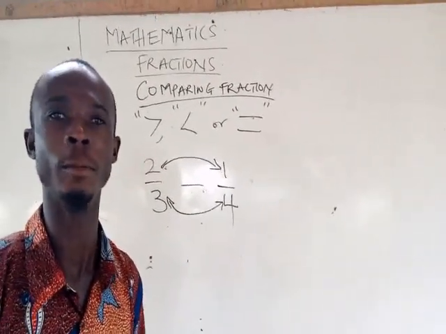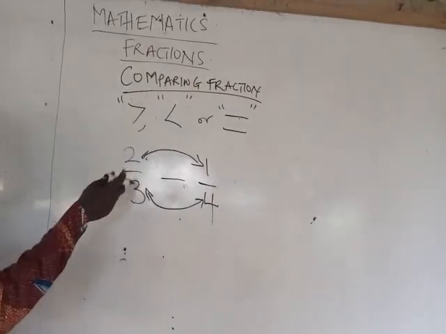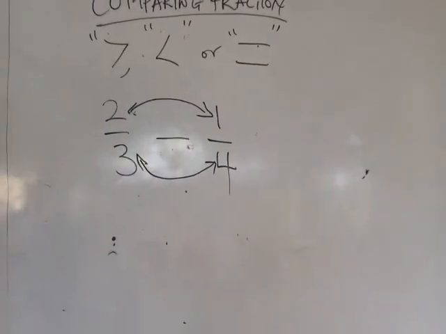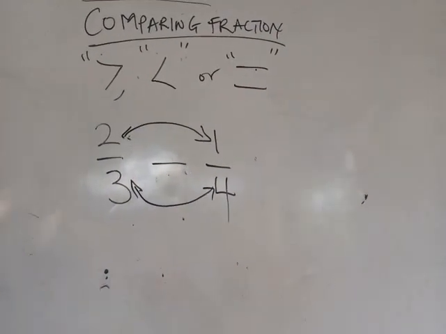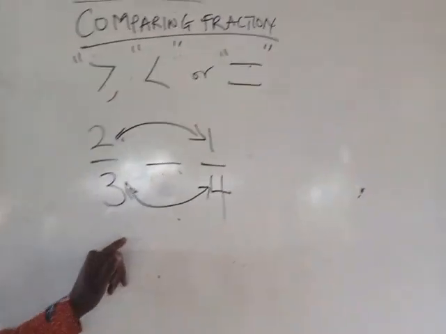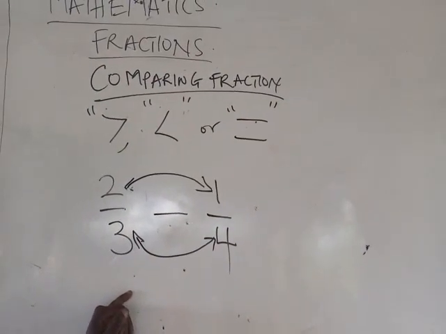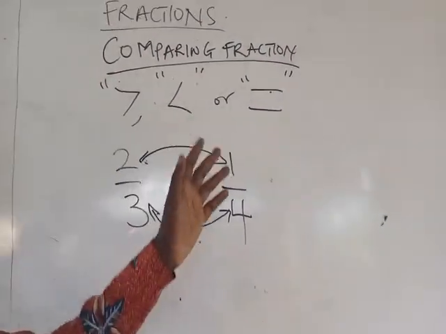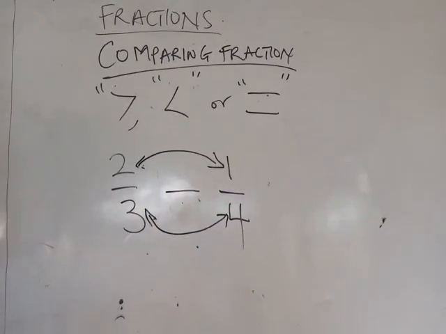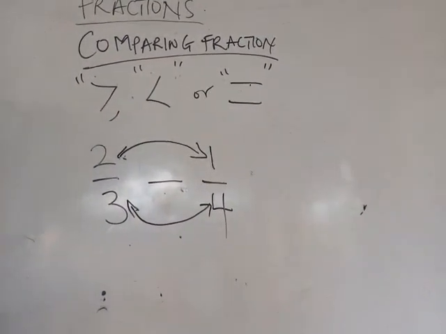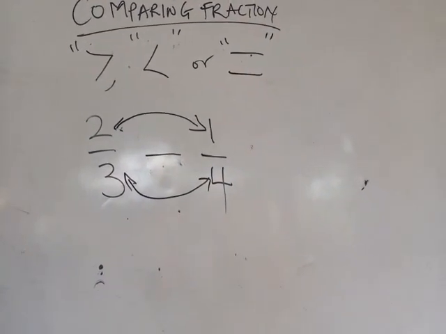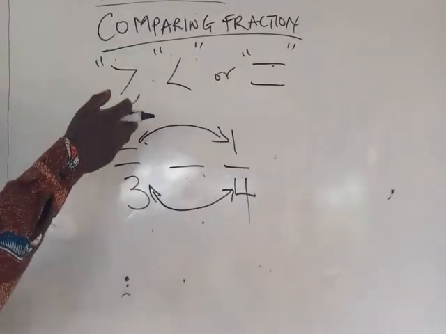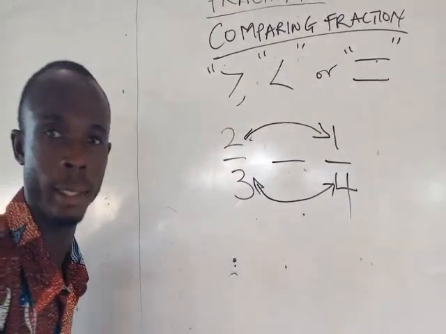Now let us continue. At times they will give you different numerators and different denominators, and when you are given a question like that, you always change the denominators to the same denominators. I repeat, when you are given different numerators and different denominators, you change the denominators to the same denominators. But the number you multiply by the denominator, you multiply that same number by the numerator.